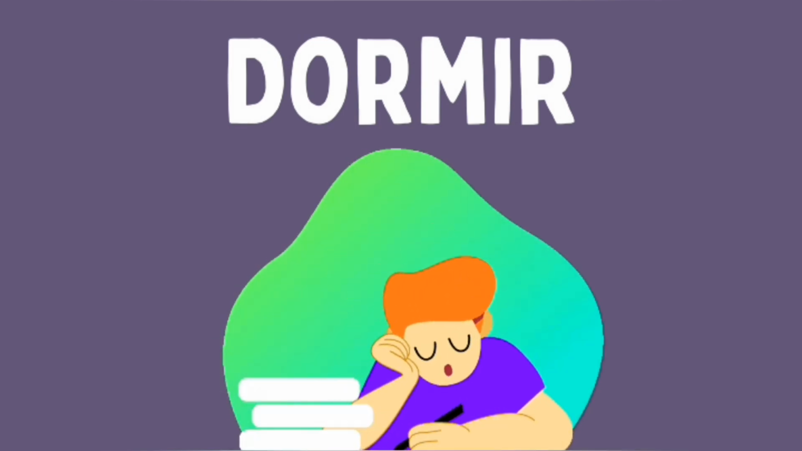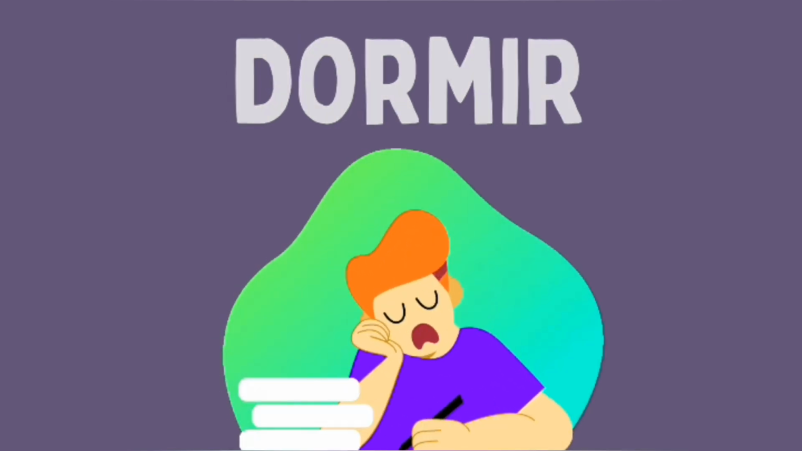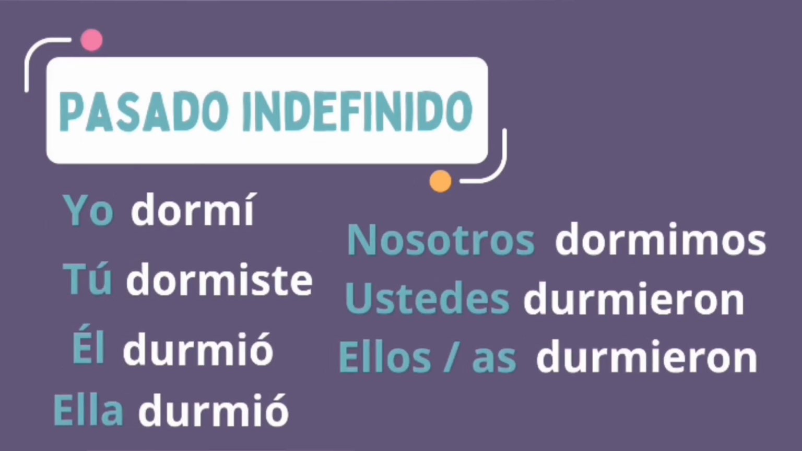And now we have this verb to sleep, dormir. And let's see how you have to conjugate this verb in the indefinite past, okay? In Spanish, it would be yo dormí, tú dormiste, él durmió, ella durmió, nosotros dormimos, ustedes durmieron, ellos or ellas durmieron. Okay, this would be the conjugation of this verb, dormir, in the indefinite past, pasado indefinido, in Spanish.